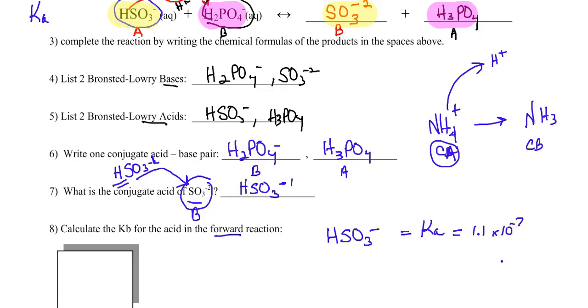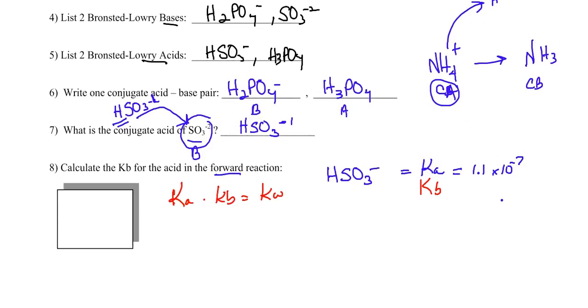But now I want the Kb, which, what does that represent? That represents the reaction in the reverse. How well does this base go in the reverse, in the battle of equilibrium between the acid and the base? Well, we learned today that Ka times Kb equals Kw. I did that little proof for you. So I have the Ka, which is 1.1 times 10 to the negative 7, and I'm going to solve for Kb.